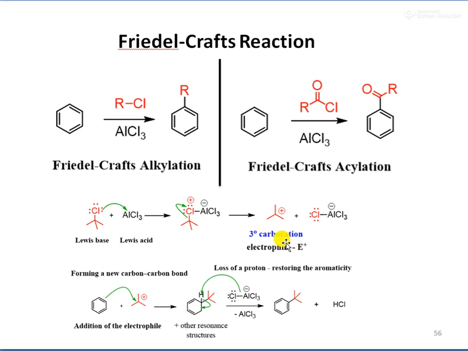And here you can see a tertiary carbocation. This is an electrophile, a carbon based electrophile with positive charge on the carbon. And the other moiety is the AlCl4 minus. So here four chlorine atoms are attached to aluminium, and aluminium is having a negative charge here. So because of the generation of this electrophile by this AlCl3, this alkylation reaction can occur very smoothly.